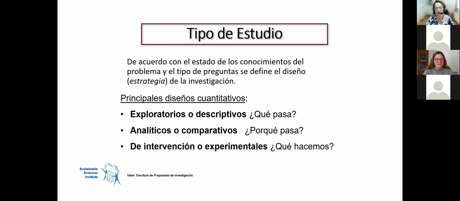If I know what happens and I want to build scenarios to compare different situations to answer why things are happening in such a way, then we have an analytical or comparative study. But once I already know why things are happening, I can build hypotheses explaining why things are happening in the way they are, then I can go on to the next level, which is to see how I can conduct an intervention. How can I implement a certain measure? How can I design an experiment?